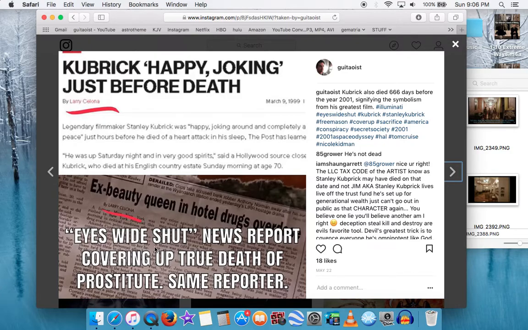And last thing about Kubrick: in Eyes Wide Shut, the news report has a reporter called Larry Salona talk about the death of the prostitute on drugs, but that's a cover-up, right? But it's by Larry Salona right here. And what is the actual death of Kubrick? What is the reporter's name? It's Larry Salona. This is just ridiculous. Okay? This same reporter in the Eyes Wide Shut thing talking about a fake death talks about Kubrick's death, and it's the same person. Larry Salona, Larry Salona. What the fuck is that? Is that Kubrick or Illuminati playing with this?